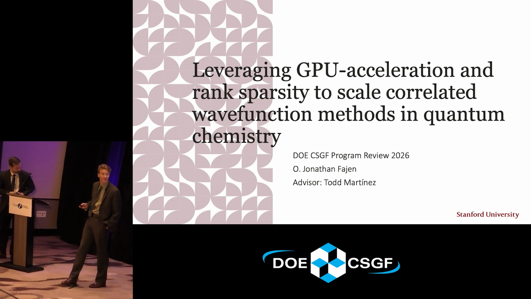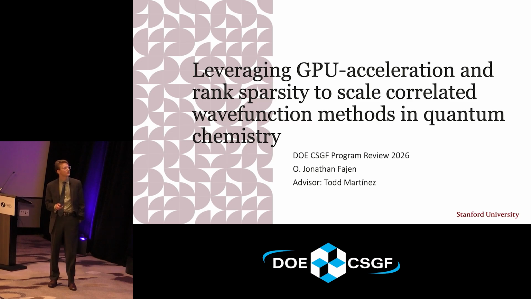Thanks, Jonathan. So today I'm going to talk about two stories trying to make correlated wave function methods more efficient in quantum chemistry, in particular using GPU acceleration and exploiting rank-sparsity of the electronic wave function.